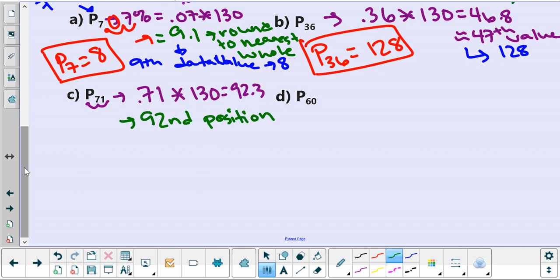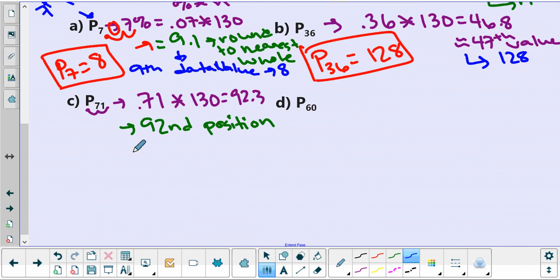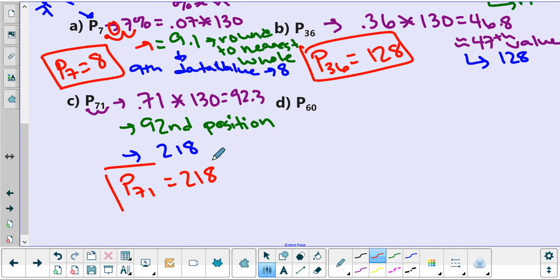Okay, then go look for that 92nd position. So here's number 90. I know that 191 is number 90. So I'm going to go down to the next row. That means that this is 91, this is 92. So my 92nd position in the table is 218. So the way we write that out is P71 is equal to 218. And again, what that's telling me is the value 218 marks the 71st percentile.